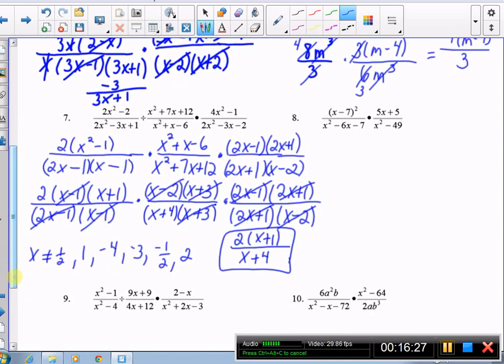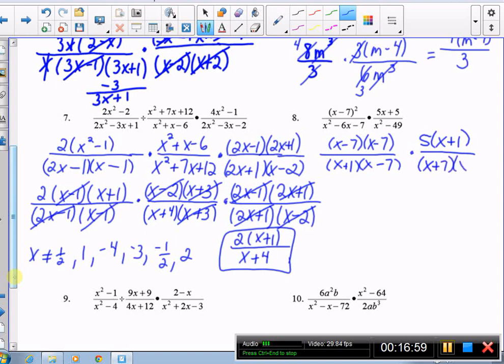Let's do one more, number 8. So when you see something with the squared term, you cannot just distribute that through, you have to write that out twice. That denominator will factor to two numbers that multiply to negative 7 and add to negative 6, so negative 7 and positive 1, and then a GCF, and a difference of perfect squares. Okay, so look for the undefines. X cannot be negative 1, 7, or negative 7.